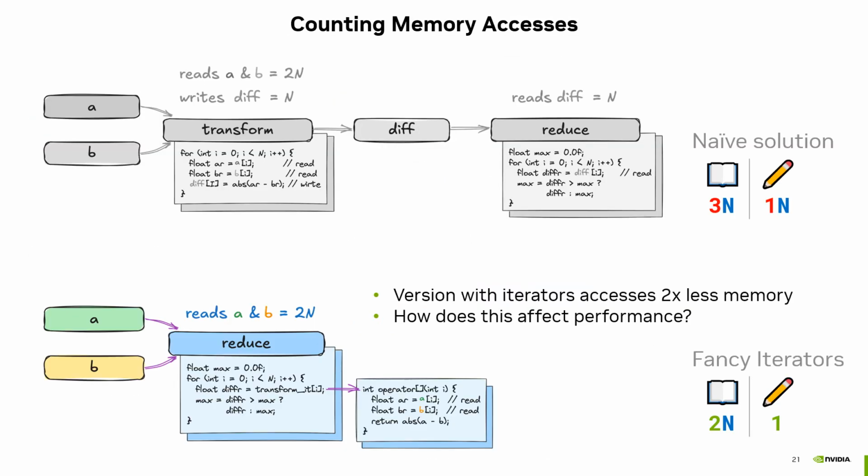From the reduction's perspective, it's just reading a single float each time. But behind the scenes, our transform iterator grabs two floats, one from A and one from B, calculates the difference on the fly, and returns the result without any extra reads or writes. So in total, we only need 2n memory accesses, which is exactly the improvement we aimed for. Now let's see if this reduced memory traffic actually improves performance.